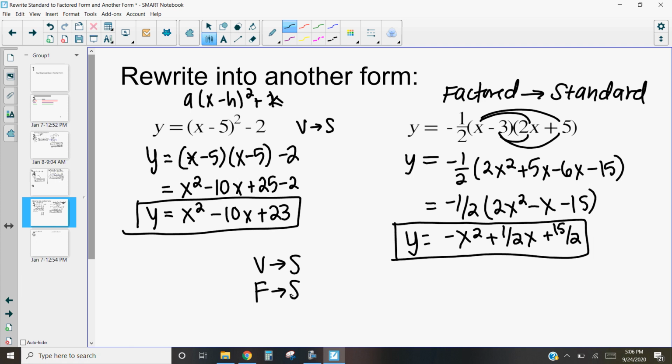And the reason why we want to change it to standard form is because it's so easy to go from standard form to factored form or standard form to vertex form. So therefore, if we are in vertex form, if we go to standard form, we can then take that next step to change it into factored form, or vice versa. If we're in factored form, we can go to standard form and then take that next step to go to vertex form.